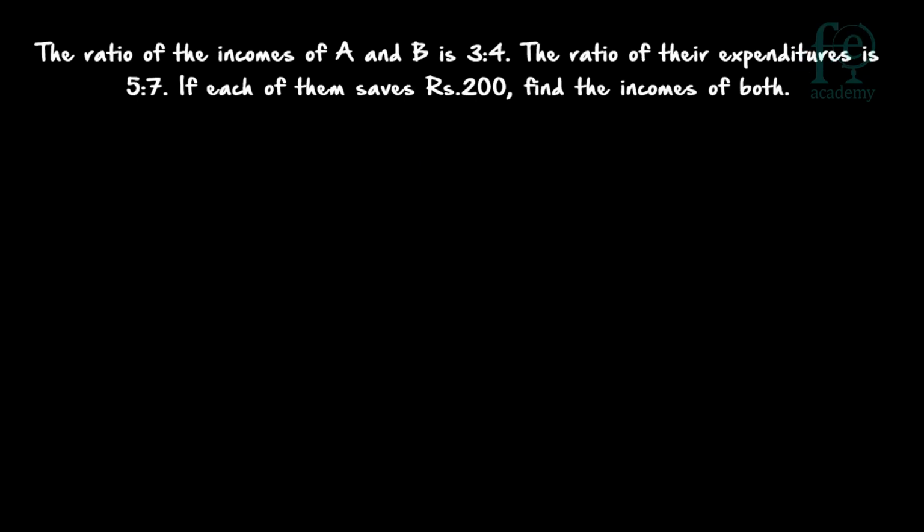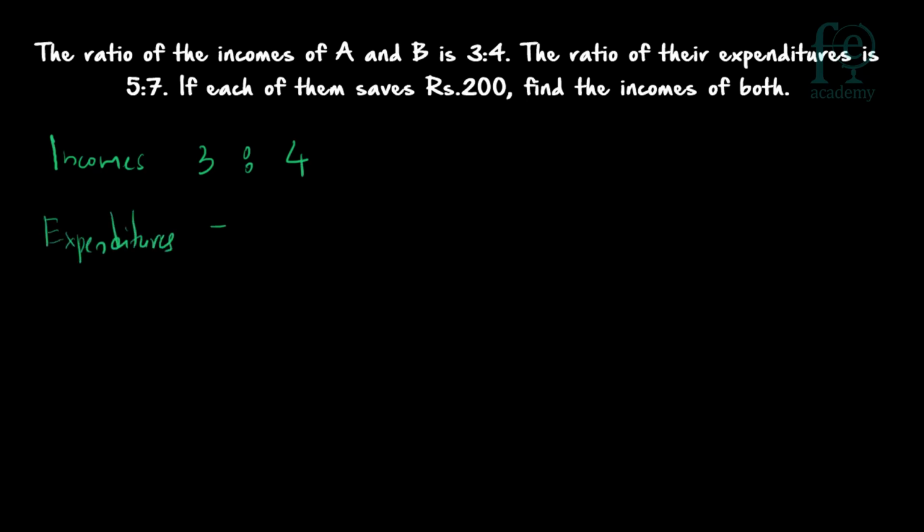The ratio of the incomes of A and B is 3:4. The ratio of their expenditures is 5:7. If each of them saves rupees 200, find the incomes of both. So the income ratio is given as 3:4 and the expenditure ratio is given as 5:7.